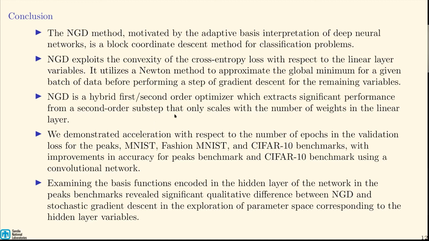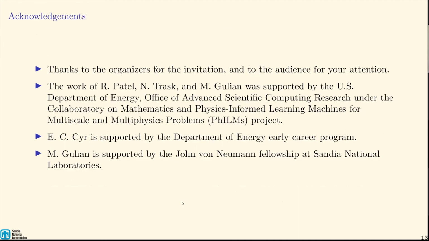So we demonstrate that it accelerates training, and it can give you typically between 1% and 3% improvement in the final validation accuracy. And looking at the basis functions in a low dimensional example shows that there's a big difference between Newton gradient descent and standard stochastic gradient descent on all the variables, as far as exploring the parameter space corresponding to your hidden layer variables.